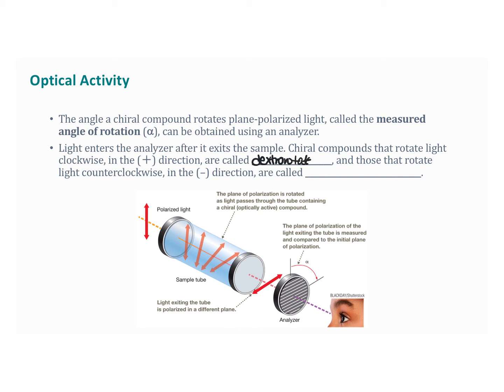Let's pretend like I can spell that right. Dextrorotary, okay? And those that rotate the light counterclockwise, in the negative direction, are called levorotary. This does not correspond to S or R, right? And you can only figure this out using an experiment. And so that's one of the things that we'll experiment with in lab.